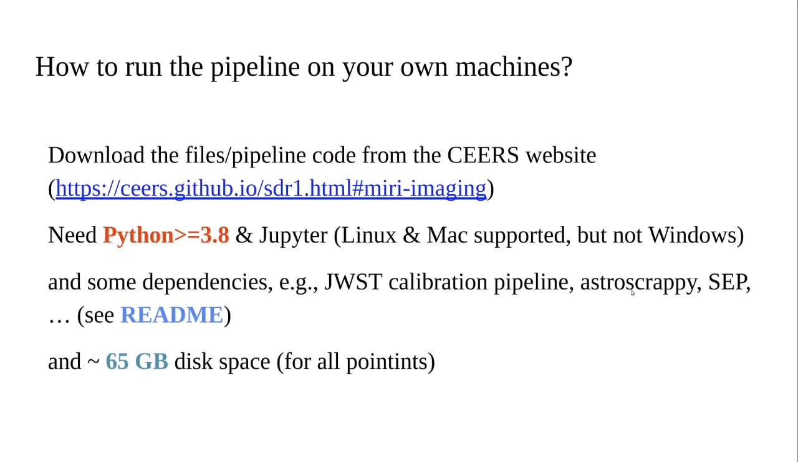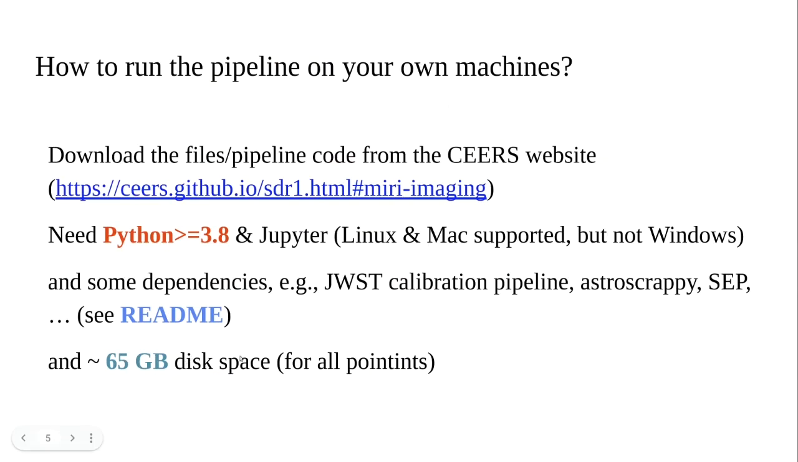Besides the pipeline, we also need AstroScrappy for the cosmic ray rejection. Another is SEP, which performs source extractor-like background modeling that we need. All the dependencies are in the README file. There is also a website where you can download and install those dependencies. We will see later. There is a well-described README file.